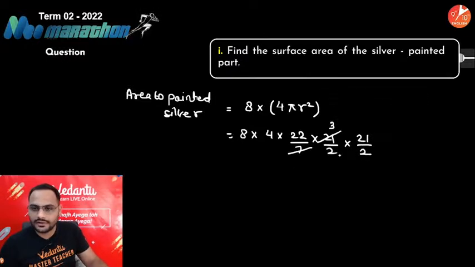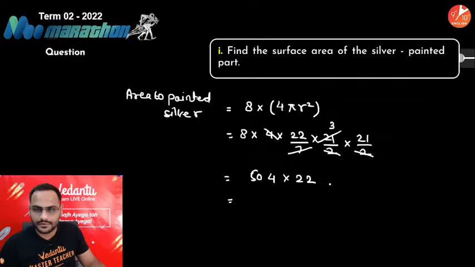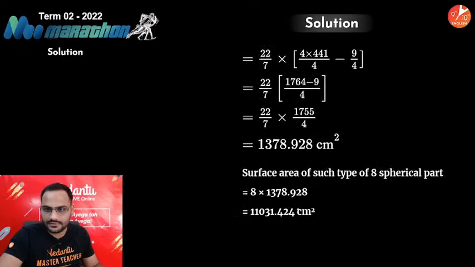7 3s are 21, 2 2s are 4 got cancelled, and now you are getting 21 into 3 is 63 into 8. So 63 into 8. 8 3s are 24, and 8 6s are 48, 504 into 22. So 504 into 2 will be 1008 and 1008. I think this much. Yeah, correct calculation. What? No.